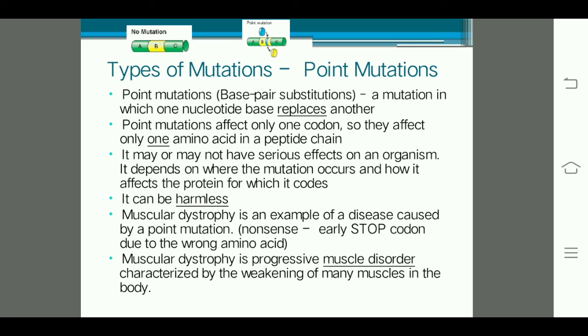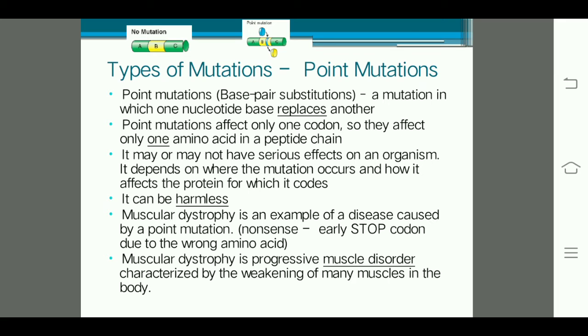Types of mutation. Point mutations. A point mutation is a mutation in which one nucleotide base replaces another. Point mutations affect only one codon, so they affect only one amino acid in the peptide chain. It may or may not have serious effects on an organism. It depends on where the mutation occurs and how it affects the protein for which it codes. It can be harmless.